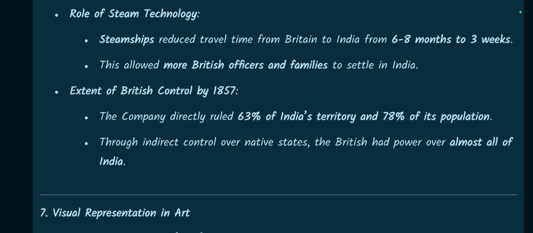Extent of British control by 1857. The company directly ruled 63% of India's territory and 78% of its population. Through indirect control over native states, the British had power over almost all of India.